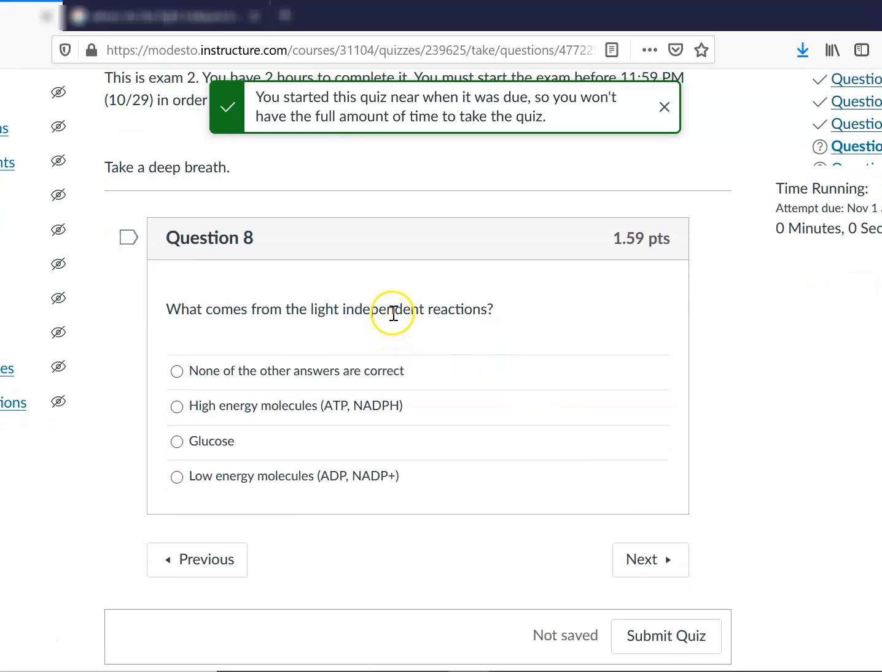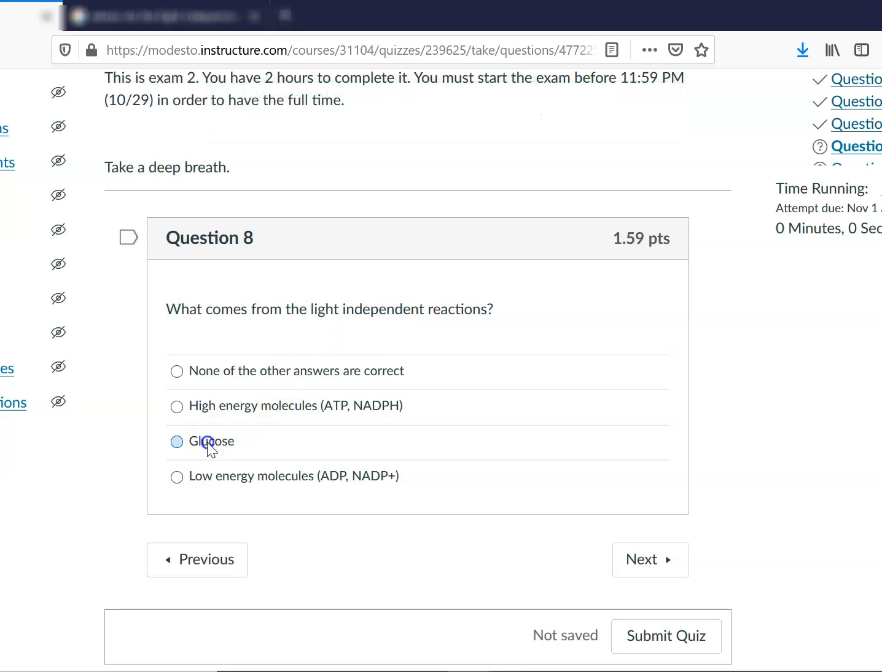What comes from the light-independent reactions? So the light-independent reactions basically are making glucose. So remember, photosynthesis is a two-part process. This might be kind of mean because you do get some NADP+, but that's not the point of the light-independent reactions. The thing you're doing here is you're making glucose.